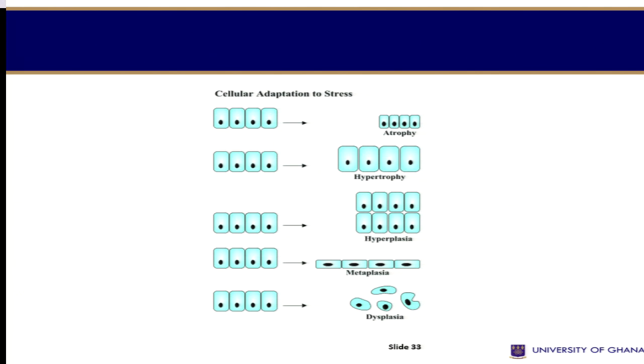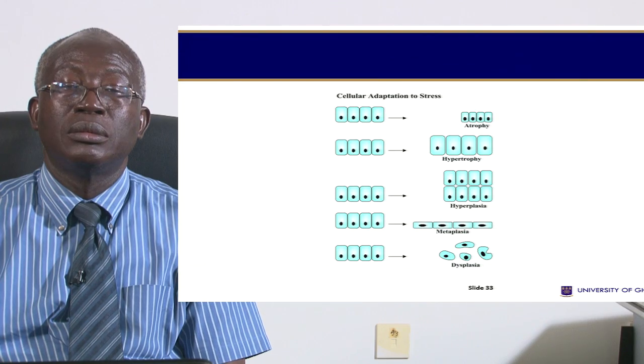We have on the right side normal column, and then an injurious agent impinges. And they can either become smaller, that is atrophy, larger, that is hypertrophy, more by multiplication, that is hyperplasia. Or they may change and look different, that is metaplasia. Sometimes even their arrangement is altered, and that is called dysplasia.